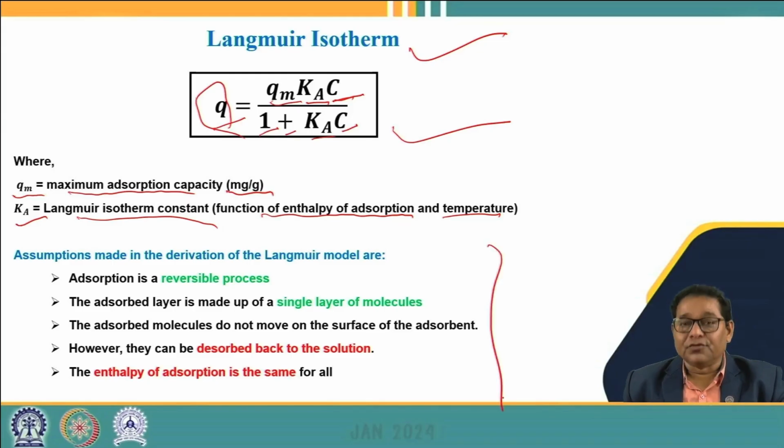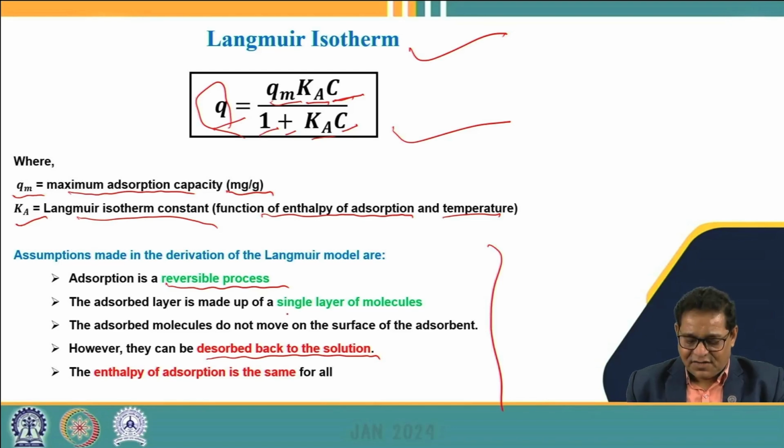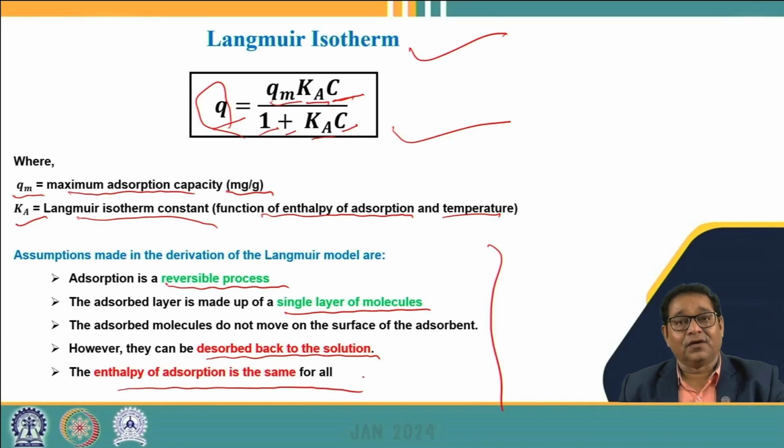Before going into more details, let us see the various assumptions that are made during the derivation of this Langmuir model. One important assumption is that it is a reversible process, meaning adsorption is reversible. The molecules attached onto the surface can be detached and dissolved back into the solution. There is monolayer adsorption, and the enthalpy of the adsorption process is the same for all. These are a few assumptions that we take in the derivation of the Langmuir isotherm.